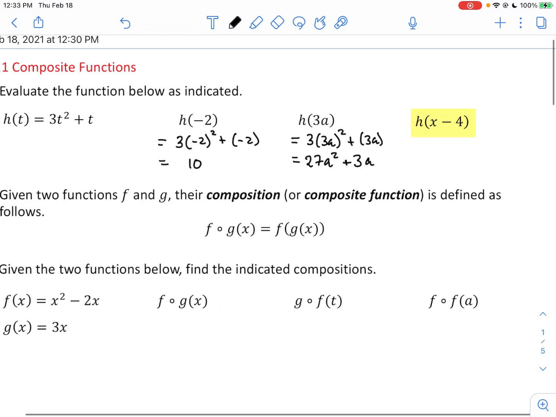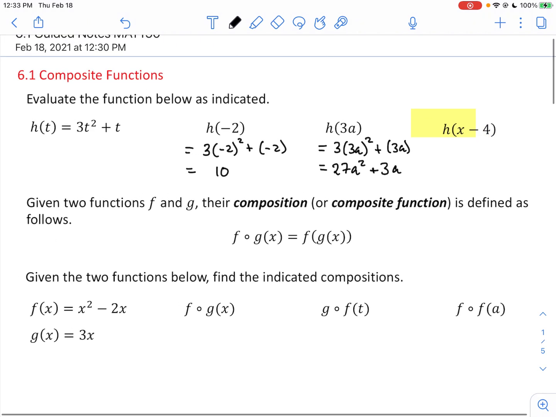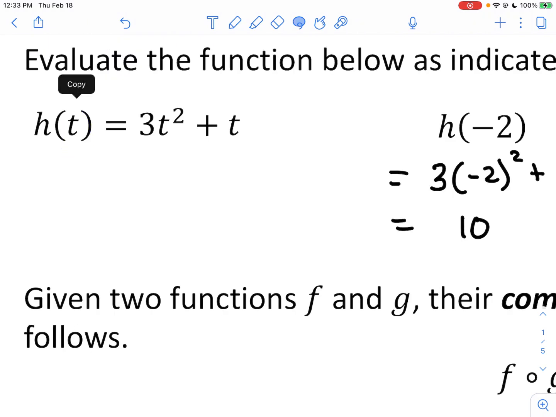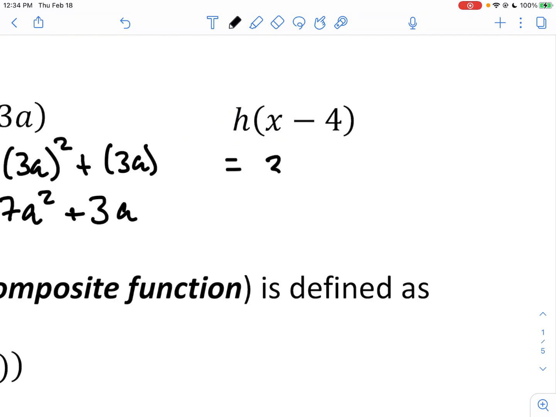And then finally, h of x minus 4. So if I change this t here to x minus 4, then make sure you change both these t's to x minus 4. And use parentheses, especially on this one here. So we get 3 times x minus 4 squared, and then plus x minus 4.